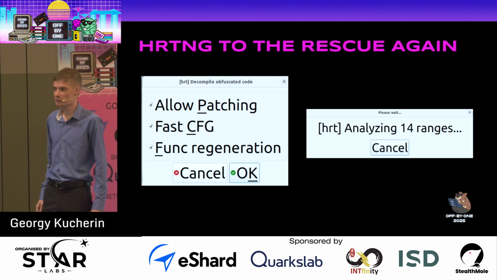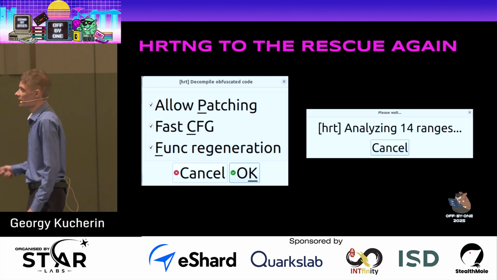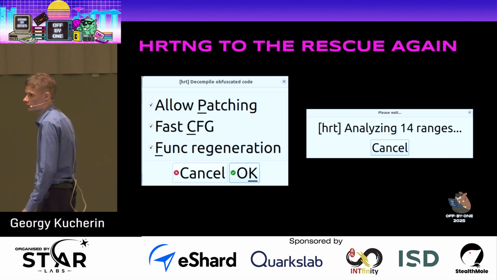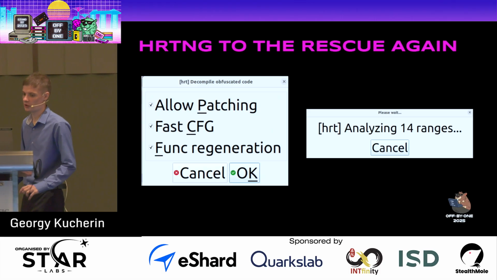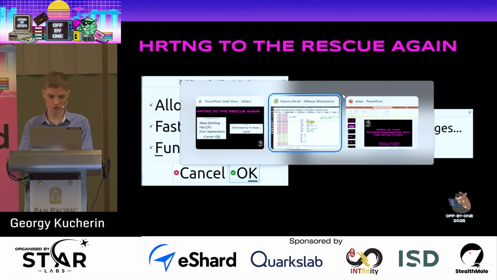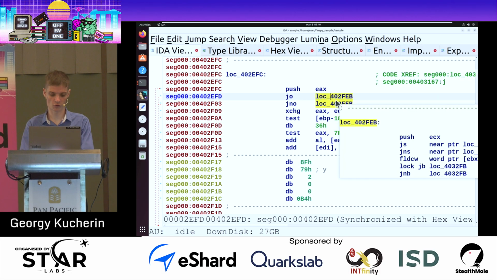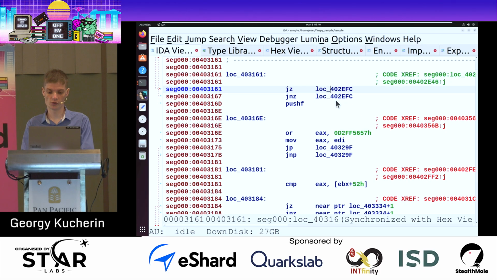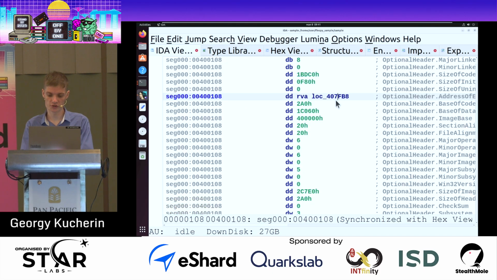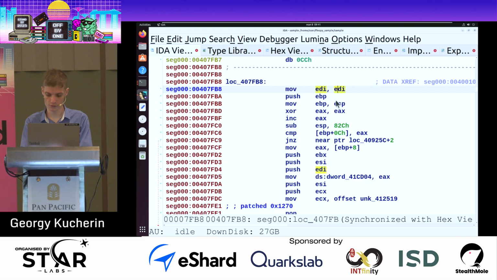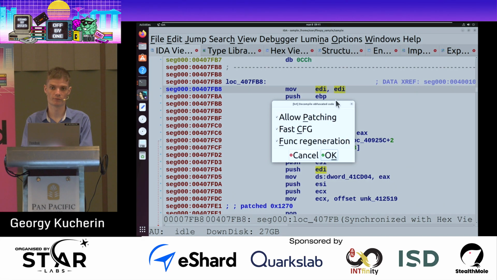Well, for dealing with such obfuscated functions, HRTNG has a functionality called decompile obfuscated code. It efficiently deals with similar control flow obfuscations. To use it, what we need to do is to go back to the beginning of our function and press L plus F5. In this window, we press OK.